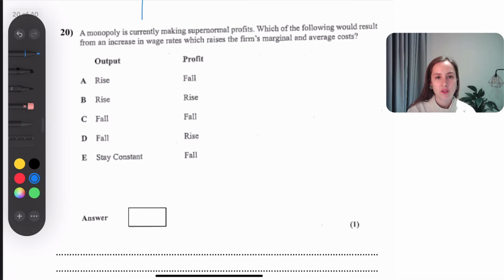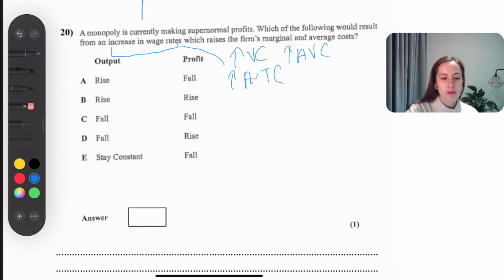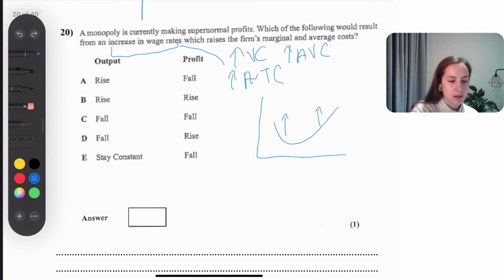Okay, Monopoly is making supernormal profits and it's got an increase in wage rates. So its variable costs are going to increase. So its average variable costs are going to increase. And that means its average total costs are going to increase. Just for the record, when your average variable costs increase, your average total cost increases parallel. Hopefully I'll show you that another time. So ATC1 has gone to ATC2.